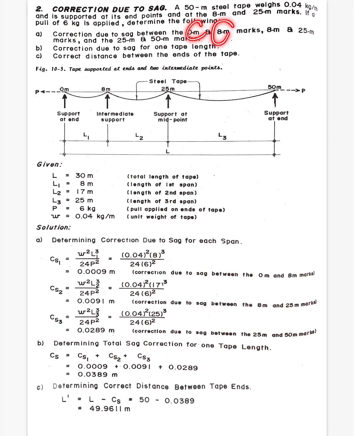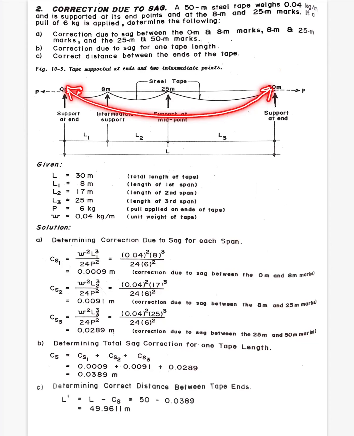Correction due to sag between 0 to 8, L1, and then 8 to 25, L2, and also for 25 meters to the 50 meters mark. And then letter B, correction due to sag for one tape length. So the correct tape length for the full length.